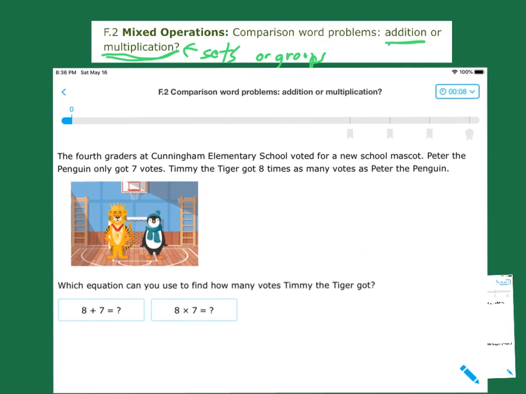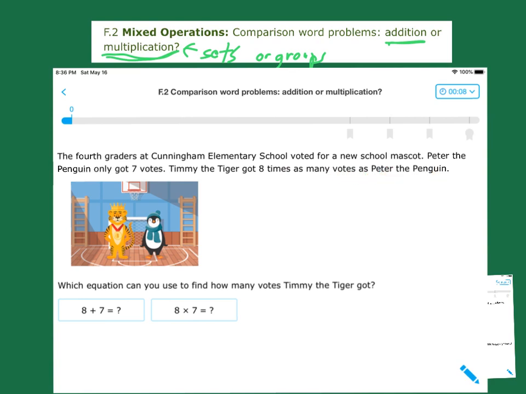This one says, the 4th graders at Cunningham Elementary School voted for a new school mascot. Peter the Penguin got only 7 votes. Timmy the Tiger got 8 times as many votes as Peter the Penguin.